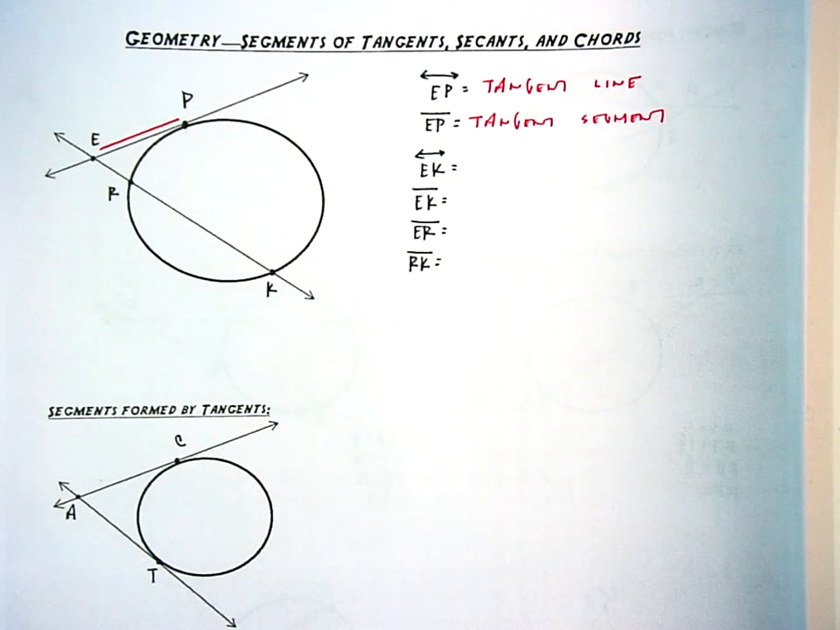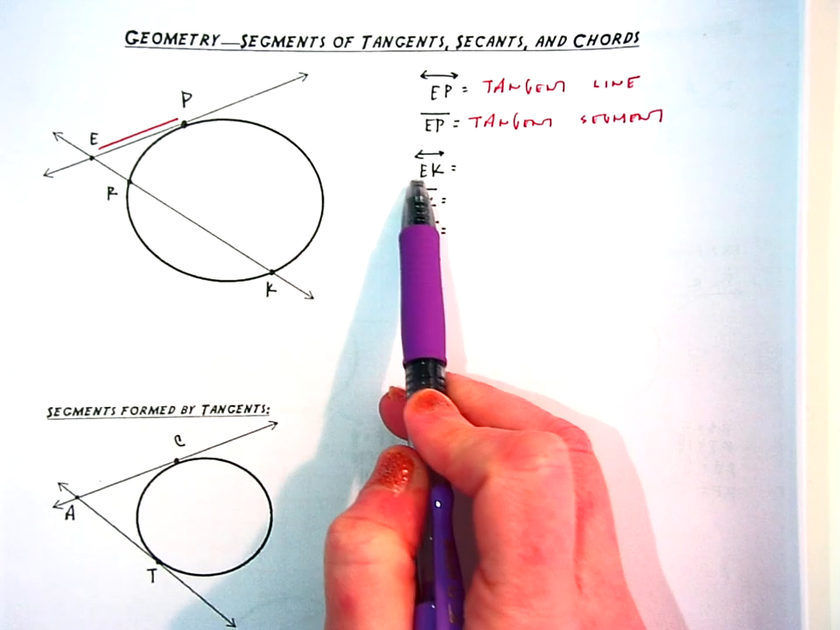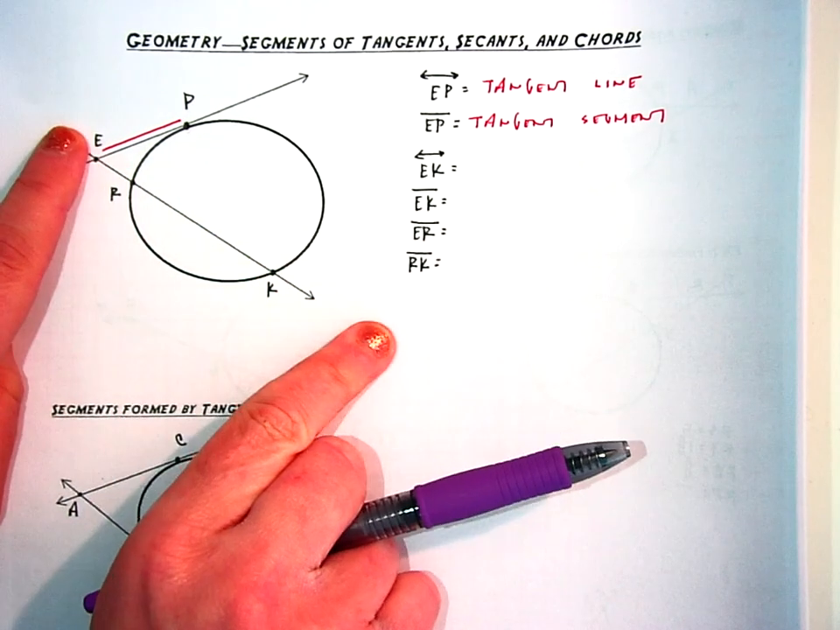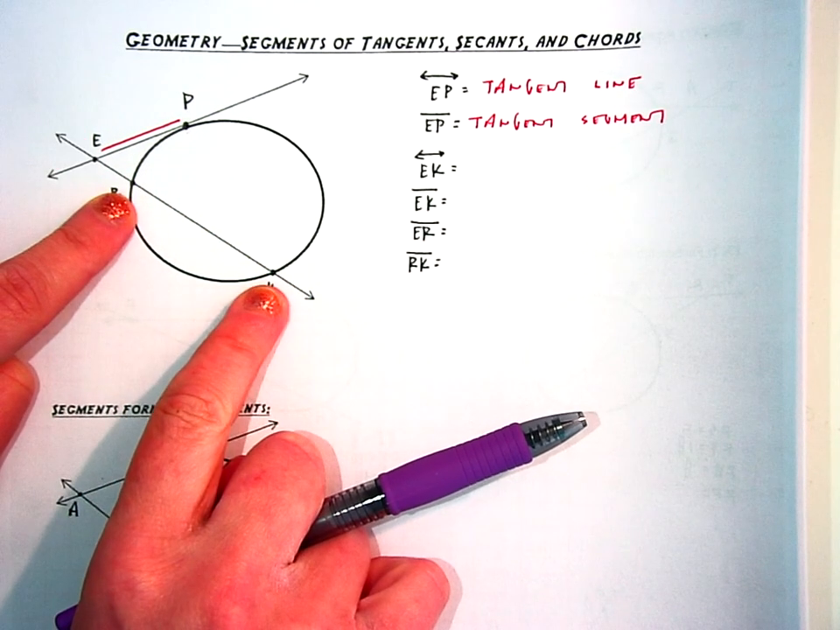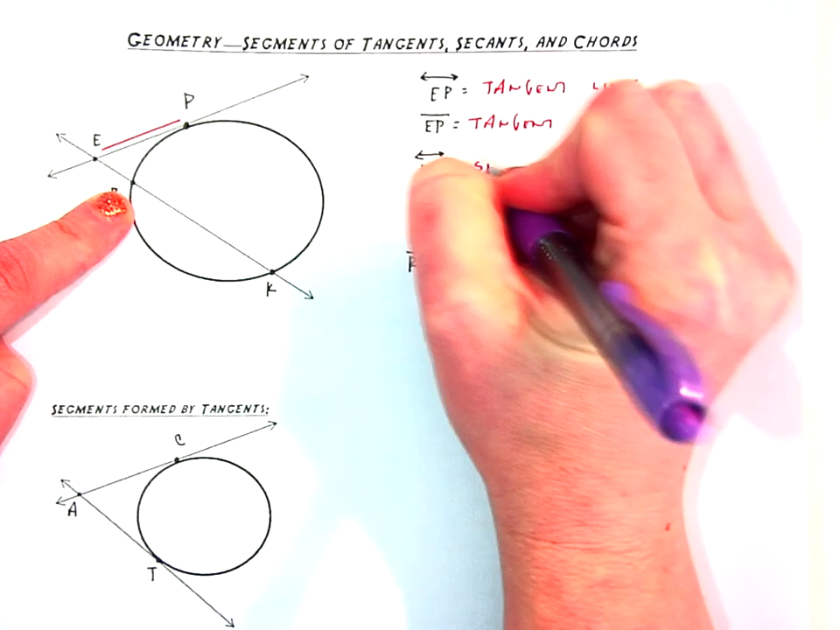Okay. So then I see my notation here, which is saying, oh, it's a line again. So here we know it's passing through E and K. So here's E, here's K, and it goes in two directions forever. So the fact that it has 2 points of intersection with the circle, that is a secant line.